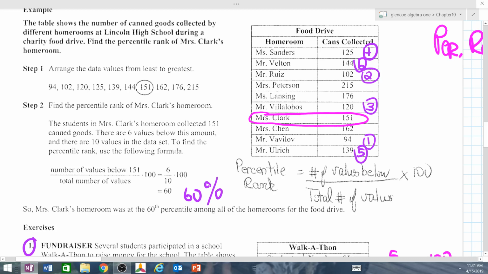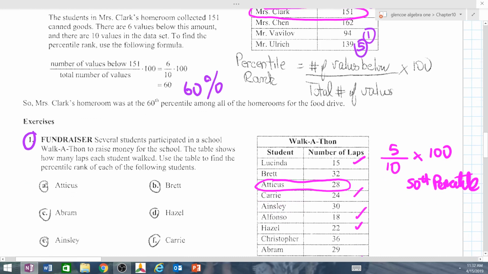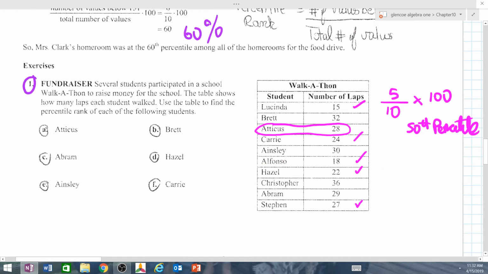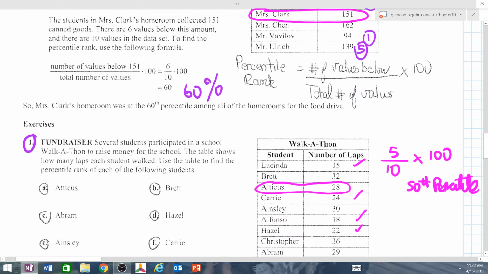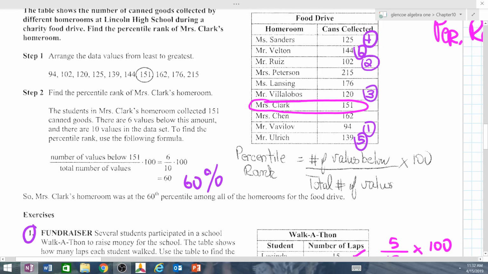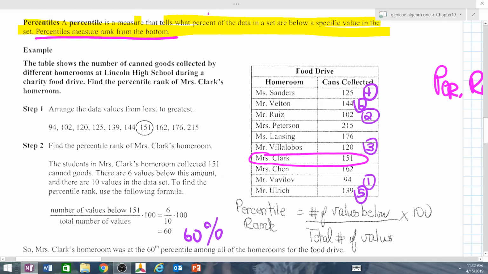Does anybody have a question? All right, here we go. Let's go ahead and let you do one, just so that you can understand one more time. Let me just go through it one more time. To find the percentile ranking, they're going to give you either a specific name, or in this particular case, it was a canned food drive. They picked a teacher, Mrs. Clark. They said find her percentile ranking as compared to everyone else that took part.